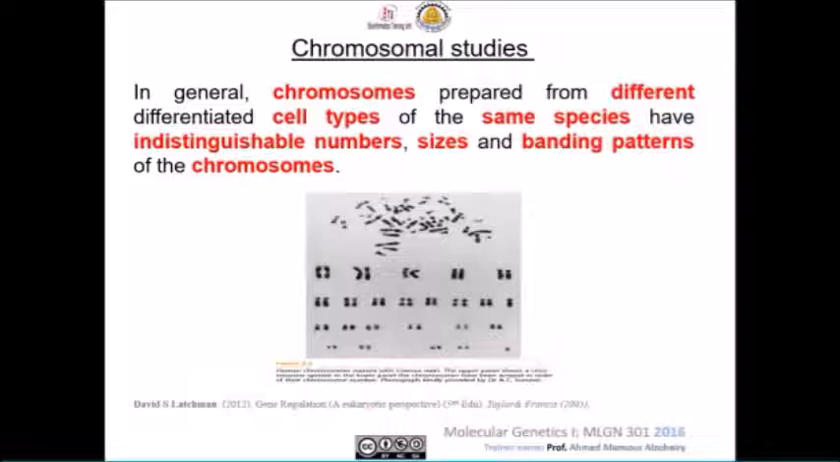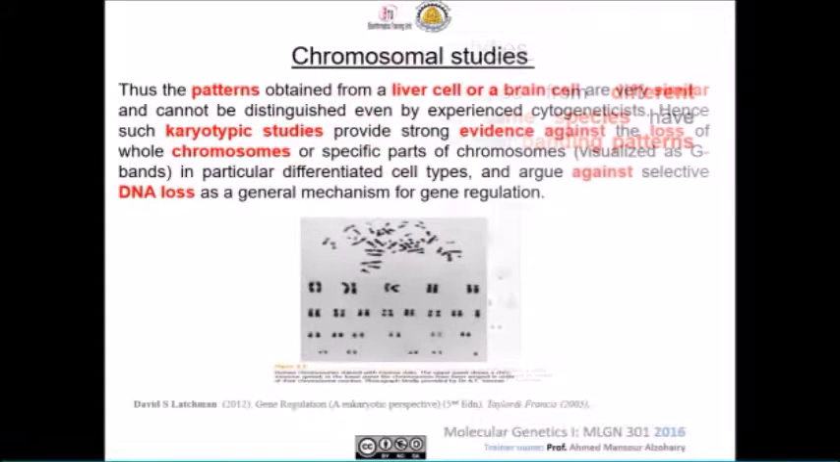cell types from the same species by their chromosomes. The sizes are the same, the numbers are the same, and the banding patterns of the chromosomes are the same in all tissues from different cell types in the same species and the same organism. So it is clear that the chromosomal study indicates no differences.